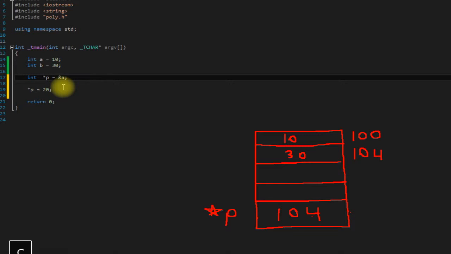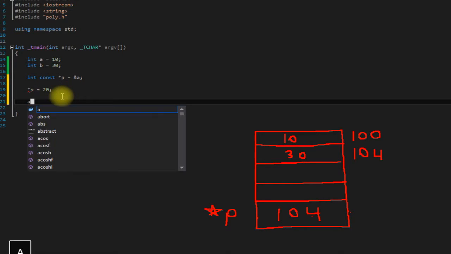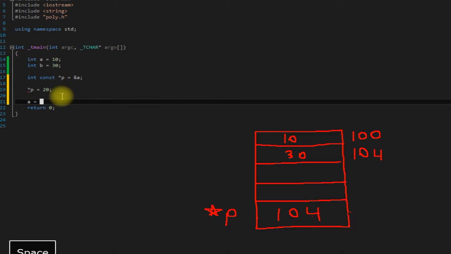And if we put the constant on this side, it does the exact same thing. It tells it we're pointing to a constant integer. Now you can still change it by accessing a. We're just saying that we don't want the pointer to be able to change the value of it.